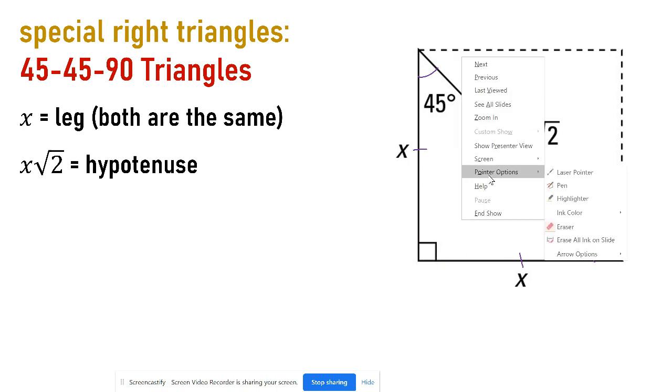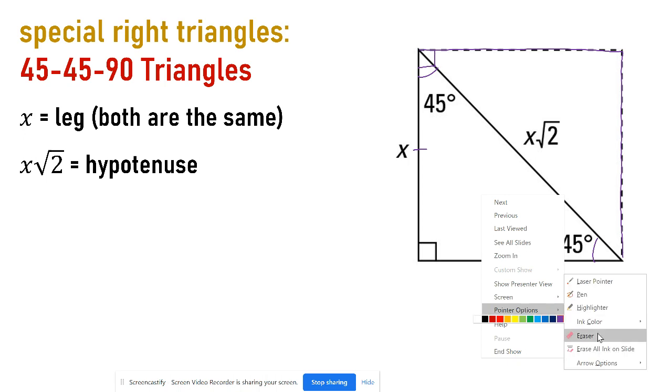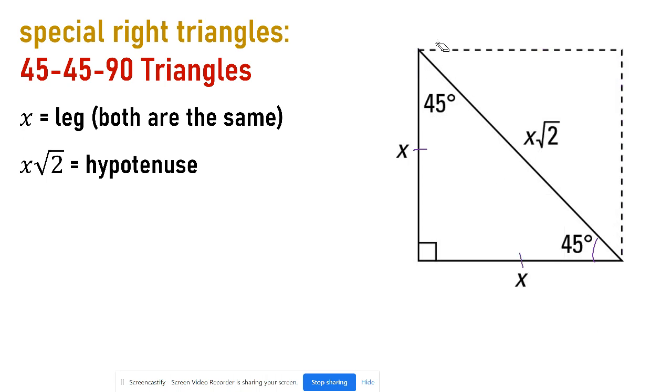And the other thing we know about a 45, 45, 90 triangle is it's exactly half of a square. A square has 4 right angles and 4 sides that are all congruent to each other. If you take a right angle, a 90-degree angle, and chop it in half, half of 90 is 45. So the idea is you take a square, you chop it in half diagonally, you end up with a 45, 45, 90 triangle.